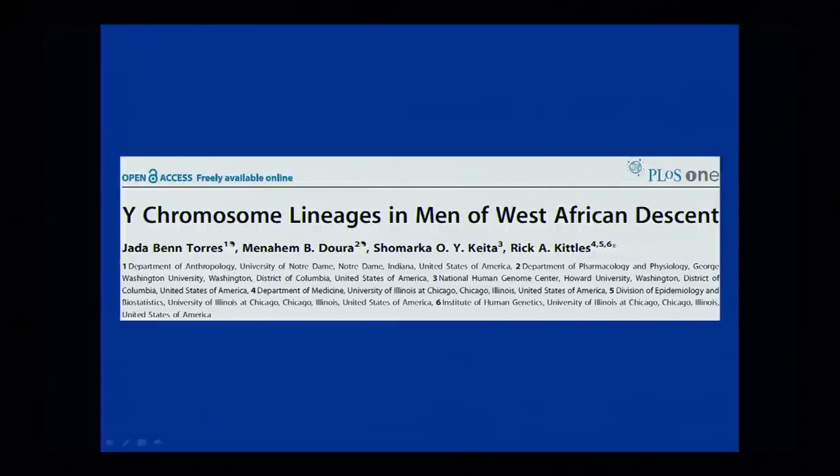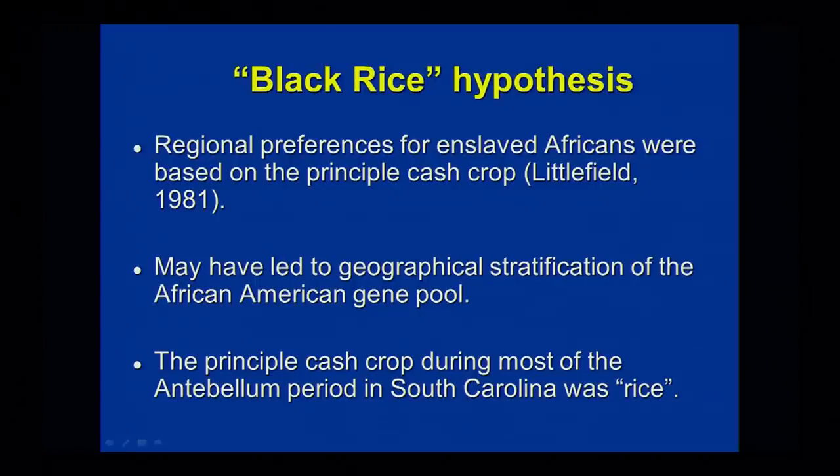So, quick story. Jake told you earlier about the work that they were doing looking at autosomal markers in South Carolina, finding the match with what we call the Guinea Coast or the Senegambia, Sierra Leone, Liberian coast area of West Africa. We also found a similar story for the Y chromosome, and we looked at several Y chromosome samples from African Americans in the U.S. So this is that black rice hypothesis, where there were regional differences in enslaved Africans based on the principal cash crop of the plantation, and may have led to the geographic stratification in the African American gene pool.